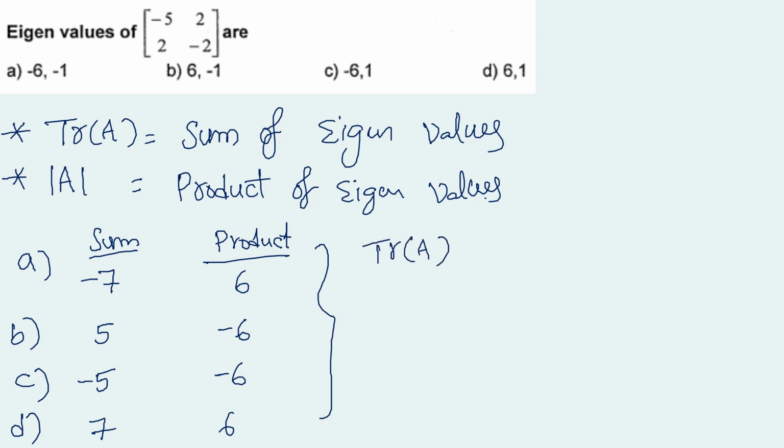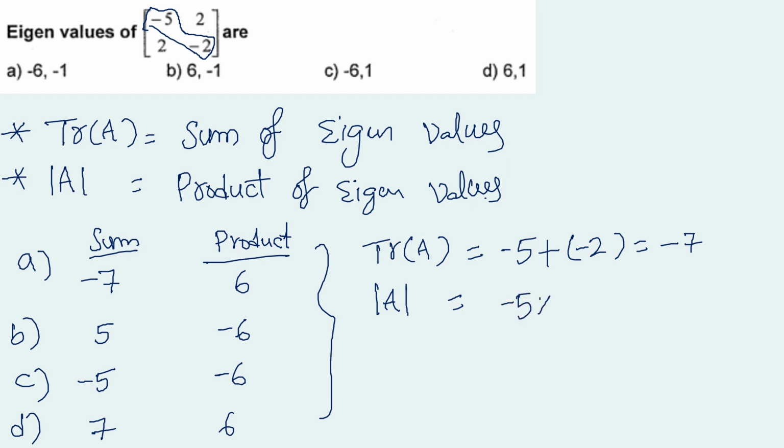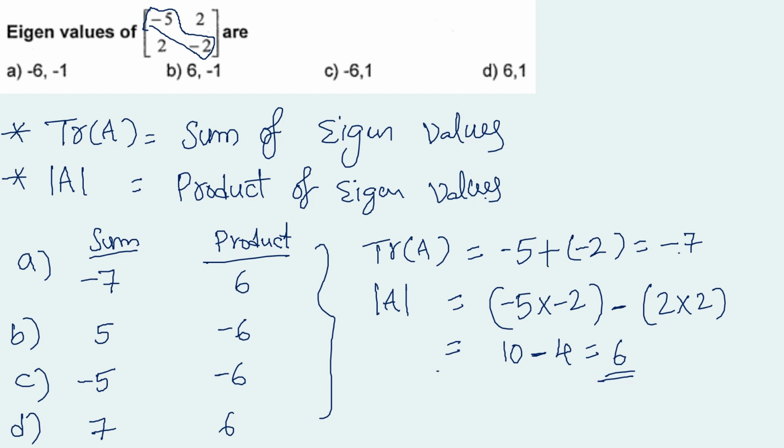Now let's find the trace of the matrix. Trace of A equals the sum of diagonal elements, that is this is our diagonal. So the sum of diagonal elements is minus 5 plus minus 2, that equals minus 7. Then find the determinant of the given matrix, that equals AD minus BC. So minus 5 times minus 2, this is AD, minus BC is 2 times 2, that equals 10 minus 4, which is 6. So trace is minus 7, determinant is 6.